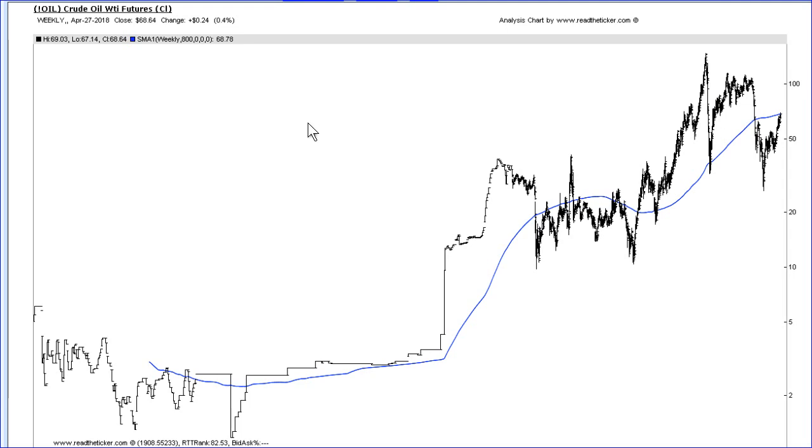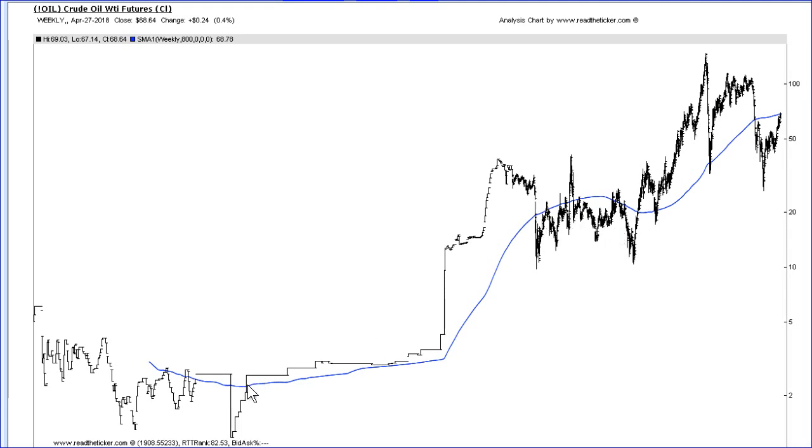Continuing our theme of studying simple moving averages. Here we have the crude oil weekly data going back to pre-war. And the 800 SMA keeps price above it when it is above. It keeps price down when it's below.